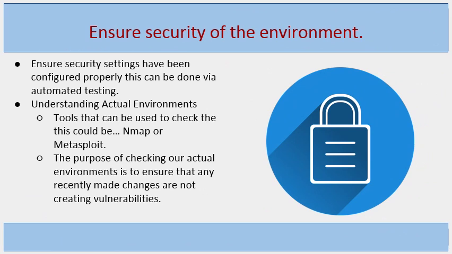Next, we ensure security of the environment. We do that by making sure the settings have been configured properly, and this can be done via automated testing. We also need to understand the actual environments. Tools that can be used to check this could be Nmap or Metasploit. The purpose of checking our actual environments is to ensure that any recently made changes are not creating vulnerabilities.